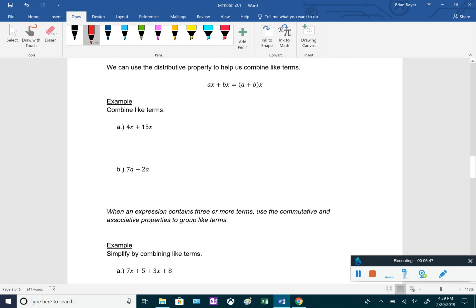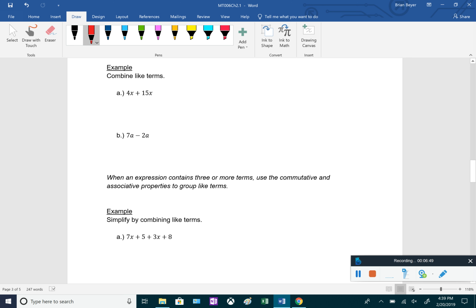So let's see this first example. Combine like terms: we have 4x plus 15x. Once you're comfortable with this, you can go right ahead and say that's going to be 19x. You have 4 x's, you are adding 15 x's, so that's 19x. What you're technically doing behind the scenes is the distributive property in reverse, saying that's 4 plus 15, and then times x. 4 plus 15 is 19, so 19 times x, so 19x.